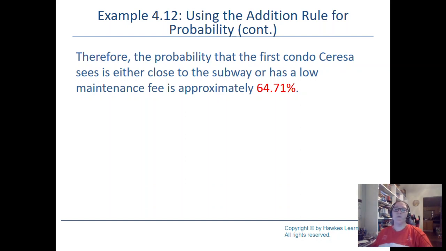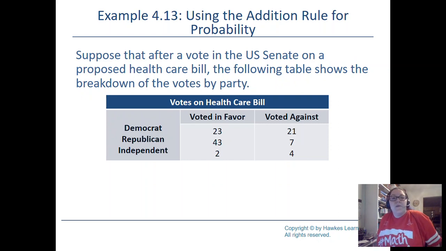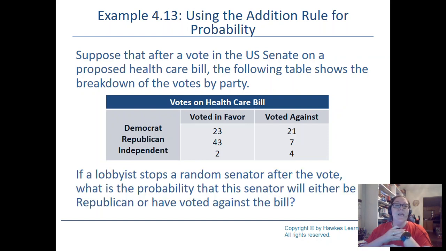Understand that this can also go with tables too. So suppose that after a vote in the U.S. Senate on a proposed health bill, the following table shows the breakdown of the votes by party. Now, the votes on the health care bill: 23 Democrats voted in favor, 21 were against, 43 Republicans were in favor, 7 were against, 2 independents were in favor, and 4 were against it. Now, if a lobbyist stops a random senator after the vote, what is the probability that this senator will either be a Republican or have voted against the bill?